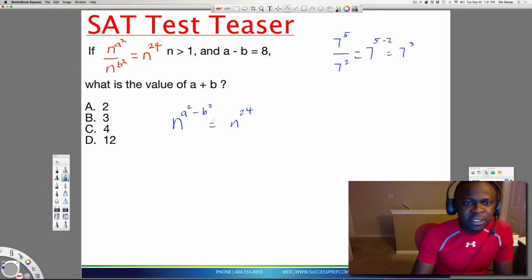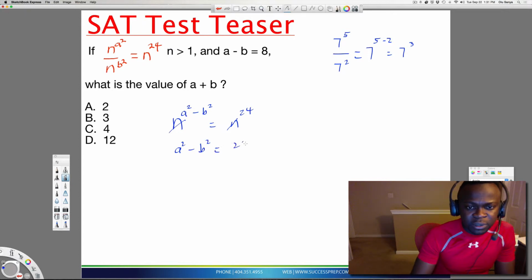Well, based on this, if you look on both sides, there's something common. We have n here and we have n here. So these n's can cross out. So you now have a squared minus b squared equal to 24.